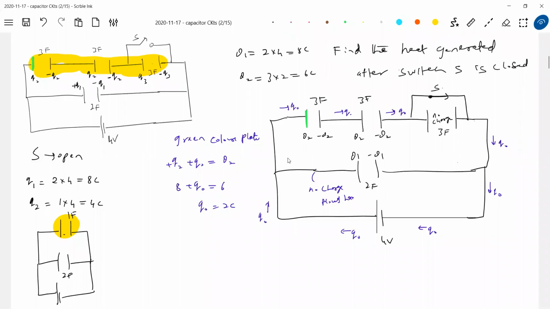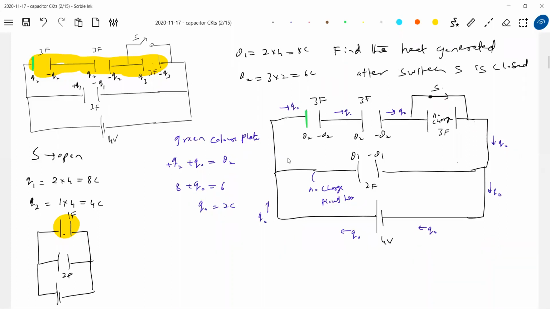What is the total charge flown through the switch? Anybody wants to answer? Q naught or Q naught plus Q3? Q naught. This Q3 charge and Q naught both should flow, no? The charge through the switch is Q naught plus Q3. So this switch will be Q naught plus Q3. Here only Q naught. Okay, that one. So be alert, anything they can ask you here.